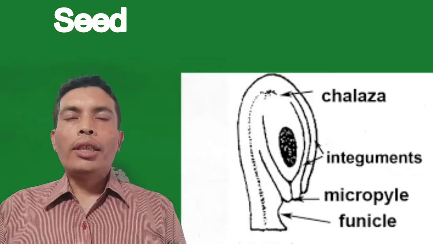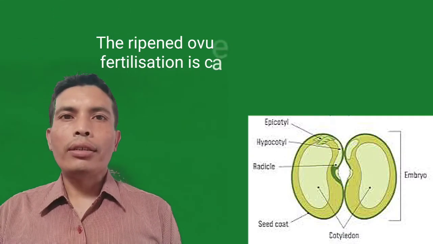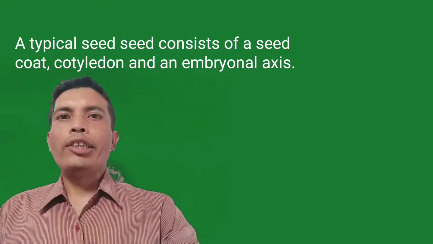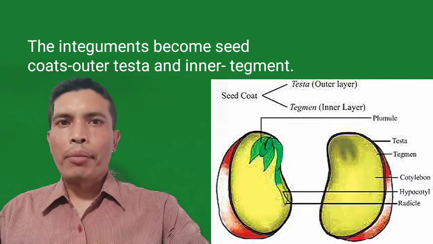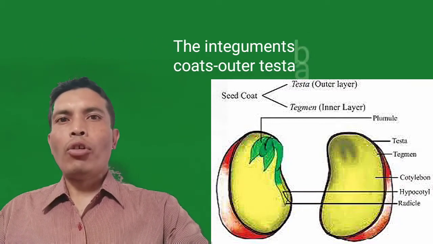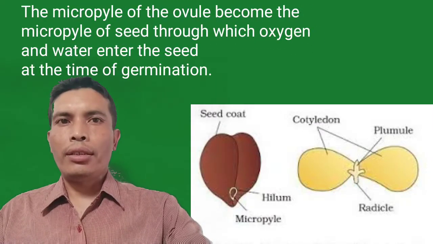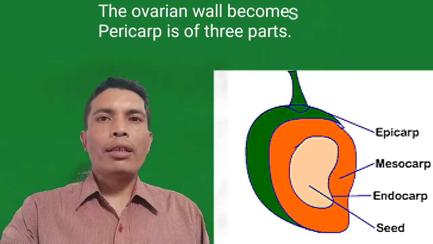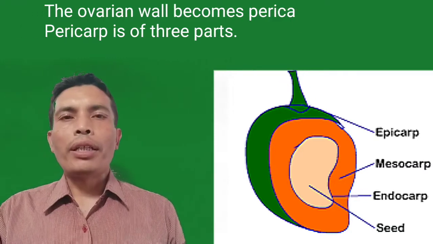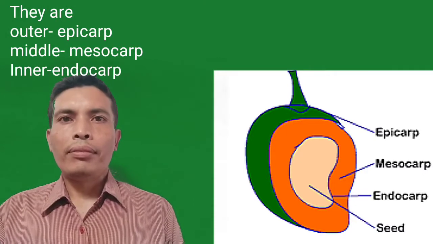Now let us know about the seed. The ripened ovule after fertilization is called the seed. A typical seed consists of a seed coat, cotyledon, and an embryonal axis. The integuments of the ovule get transformed into the seed coat, outer testa and inner tegmen. The micropyle of the ovule is retained as the micropyle of the seed, through which oxygen and water enter the seed at the time of germination. The wall of the ovary becomes the pericarp. Pericarp is divided into three parts. The outer part of the pericarp is called epicarp, then mesocarp, then endocarp, right?